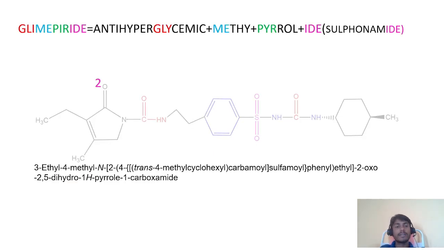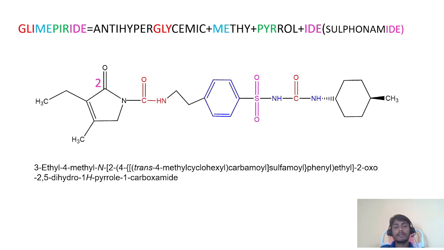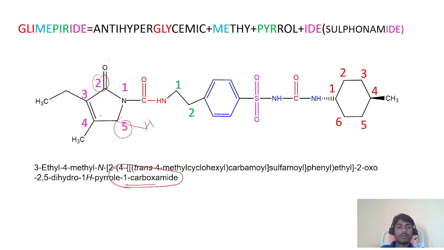Next comes glimepiride. So this is the structure of glimepiride. So the numbering is the same as that of glibenclamide. Okay, so this structure is pyrrole 1-carboxamide. Its second and fifth positions are containing hydrogen, hence 2,5-dihydro-1H-pyrrole, 1-carboxamide. 2-oxo, second position it is containing a keto group, hence we can call it a 2-oxo group.